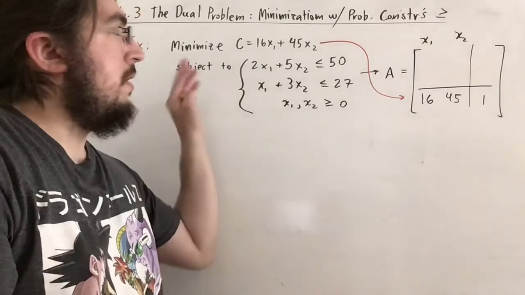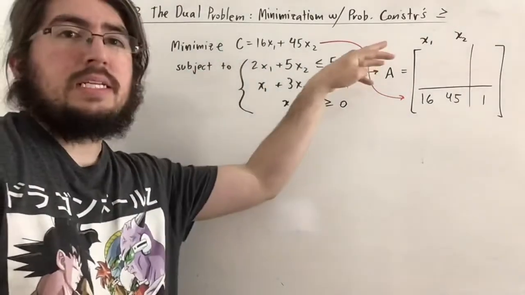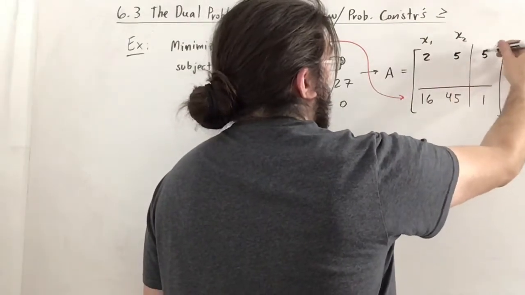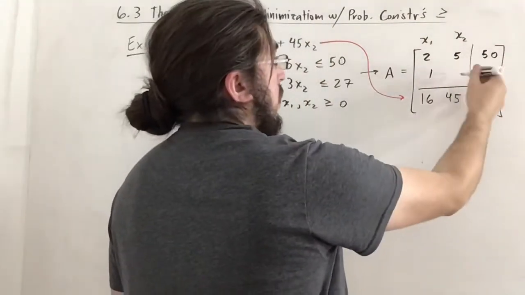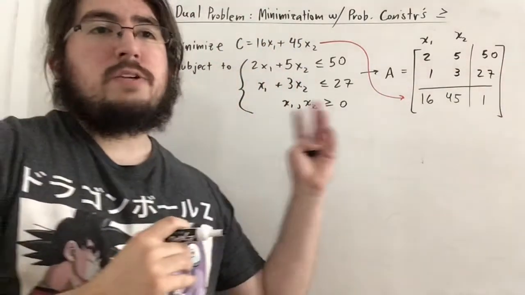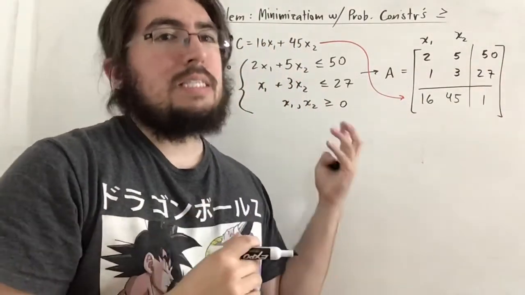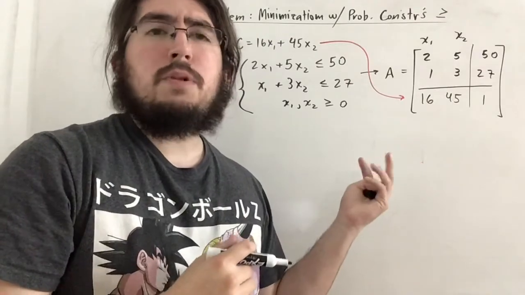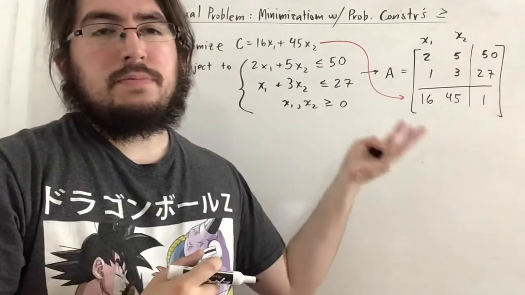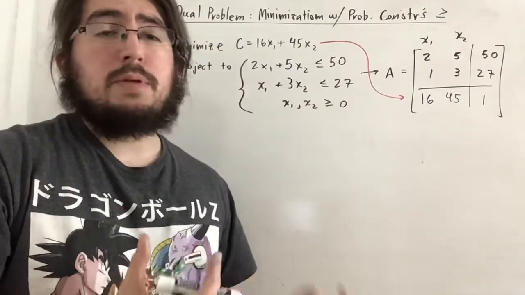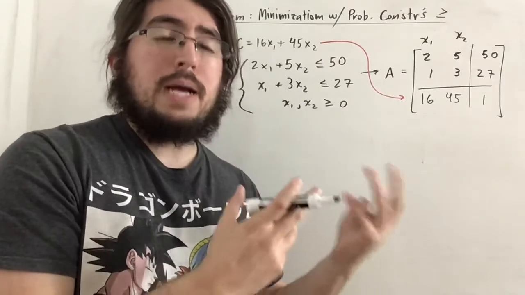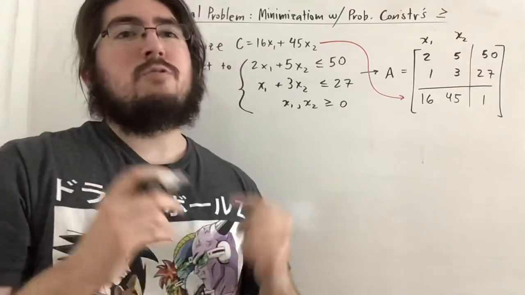Okay, so now what about the other ones? The other ones will just be as is. So that's going to be 2, 5, 50, 1, 3, 27. Now this is matrix A. This is not the same as Simplex tableau but it's a similar construction. We're not actually using this to solve the minimization problem like Simplex Tableau we use to solve. Here we're just using this to translate this into a maximization problem, which we can then use the Simplex Tableau method on.